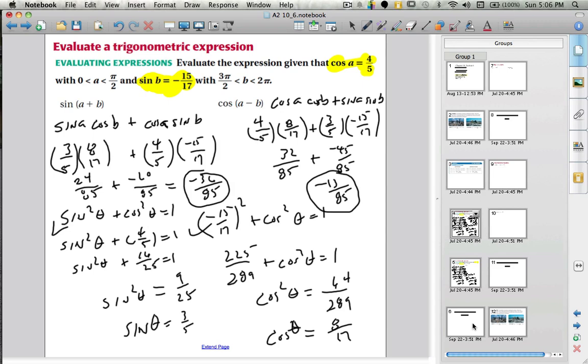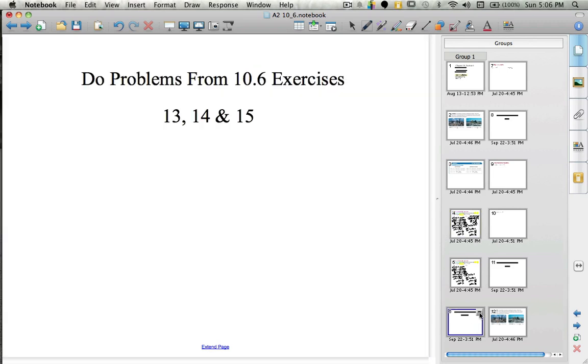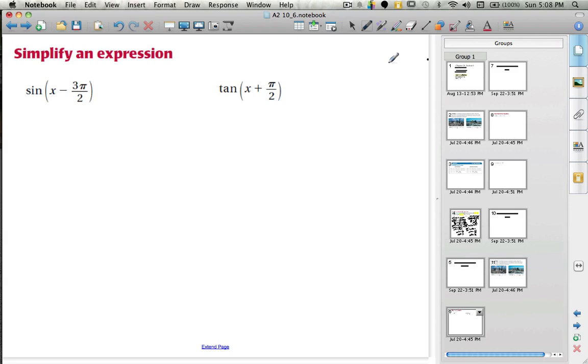Go ahead and try that out for yourself. Try problems 13, 14, and 15, and then come back and we'll work on using some more of these formulas.